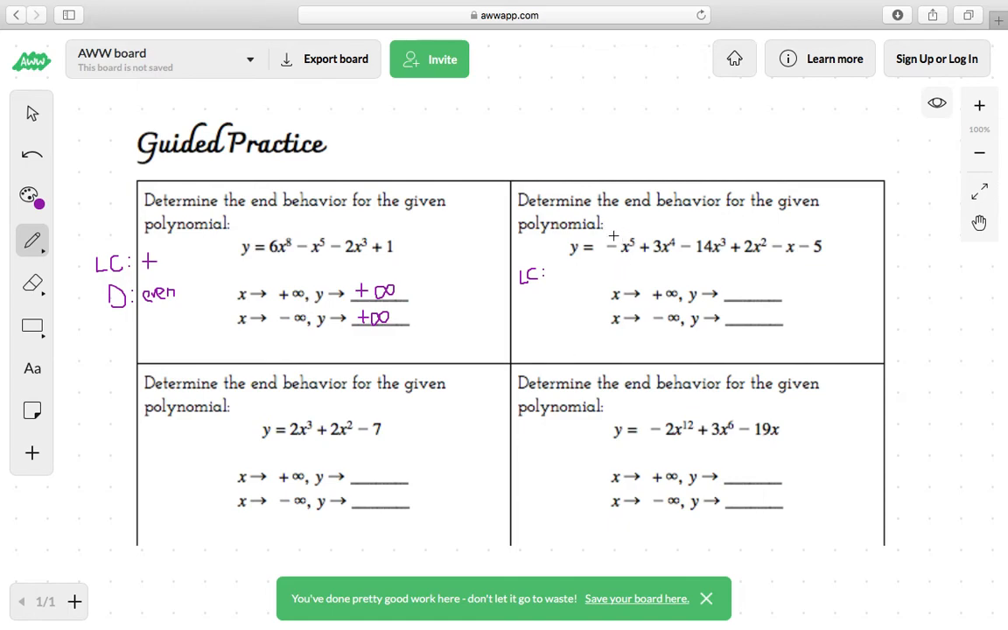My leading coefficient is negative. I have a negative out in front. So because my leading coefficient is negative, this is also negative. So I put negative infinity.